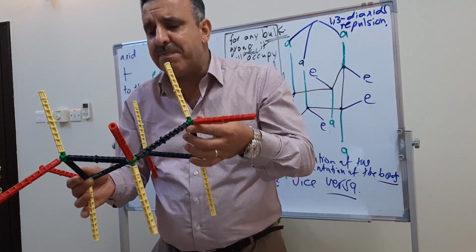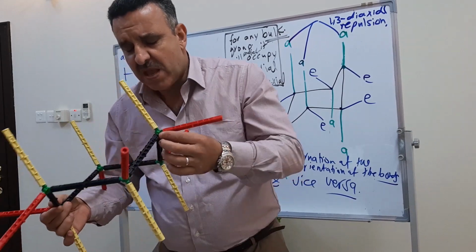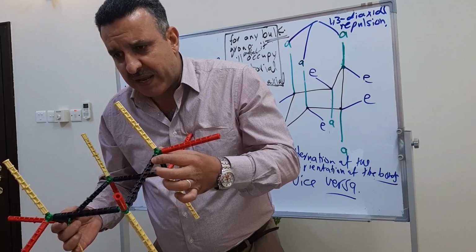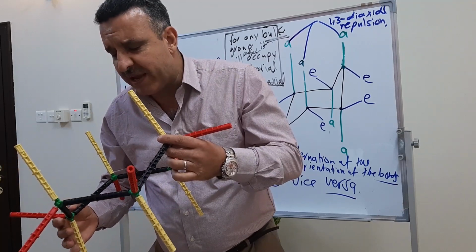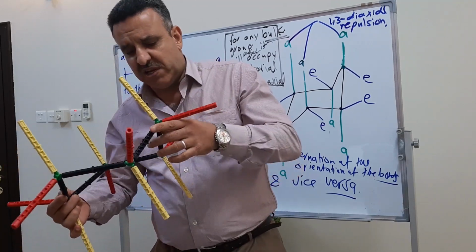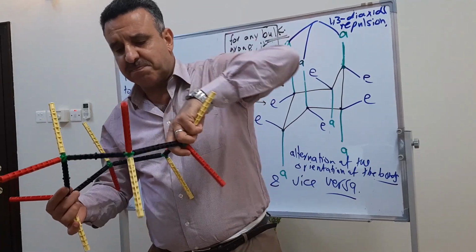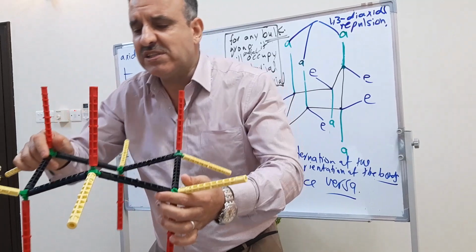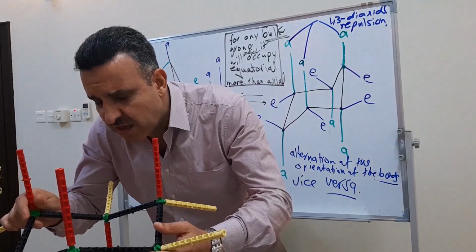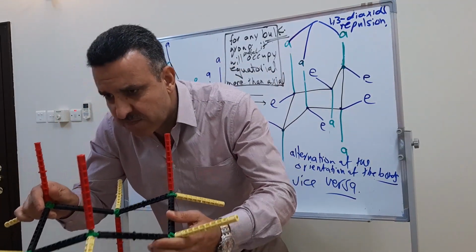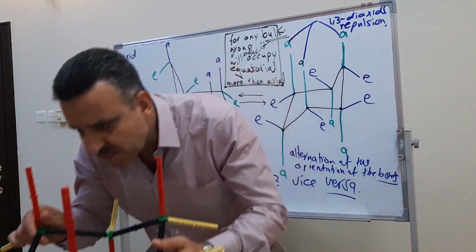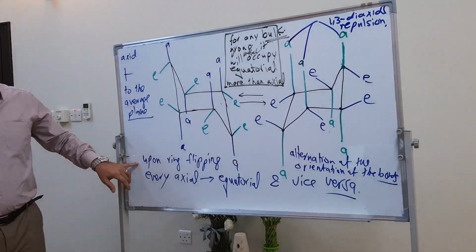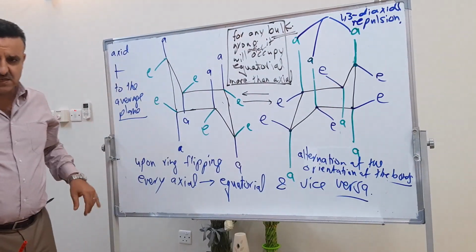Now, what's the ring flipping? Again, the carbon here, which was above the plane, will become below the plane. The carbon which was below the plane will become what? Above the plane. So let me just show it to you. I will push this down and push this up. What's the color of the axial bonds here? Can you see it? That's exactly the case here. Please remember this all the time.